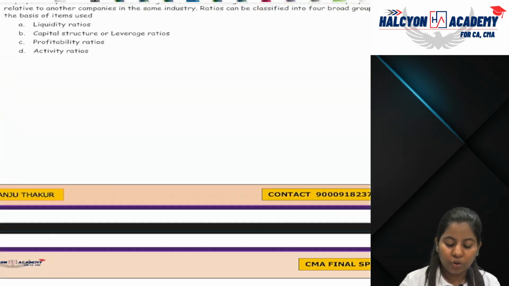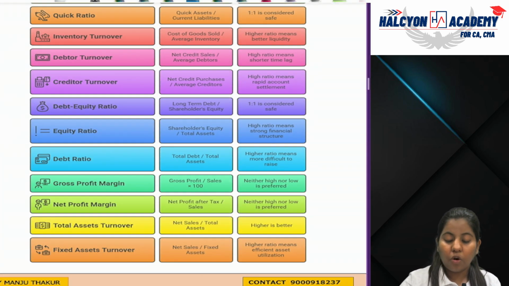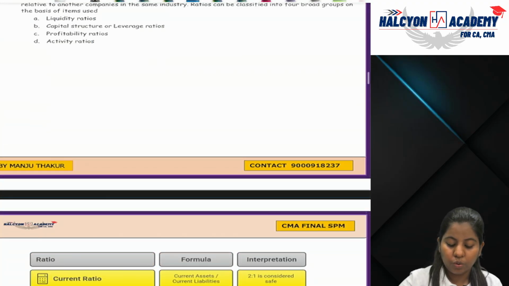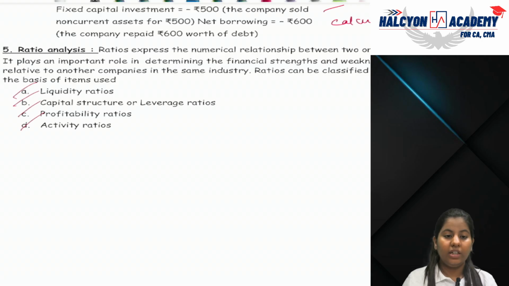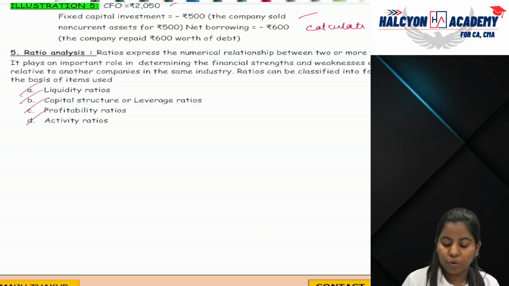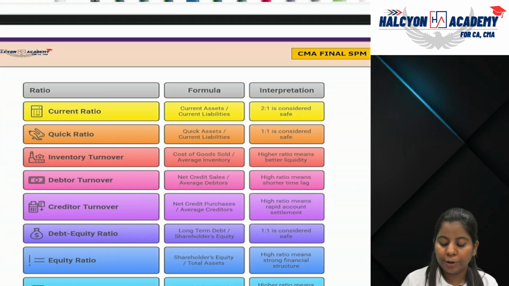So if I have to classify all these ratios into liquidity, capital structure, profitability, and activity, then see how I am going to do it.